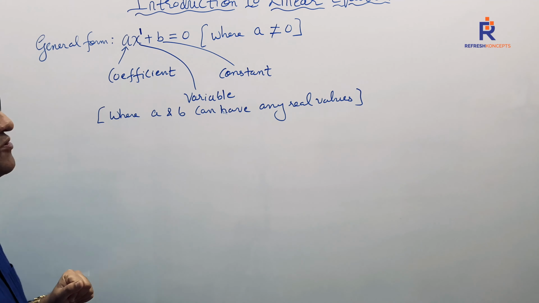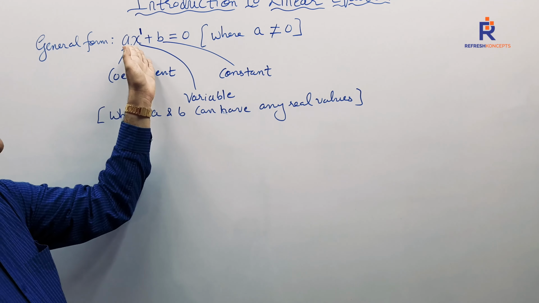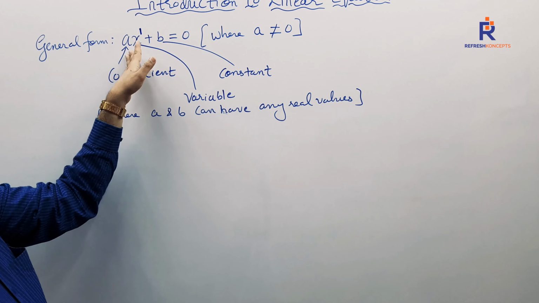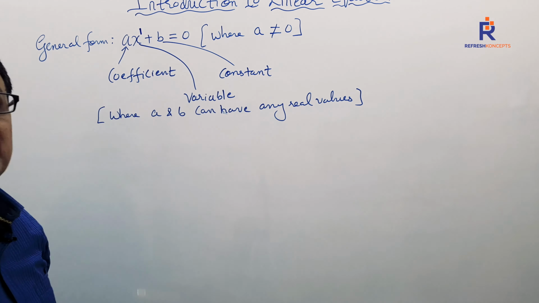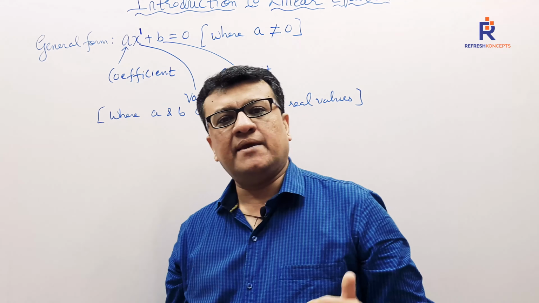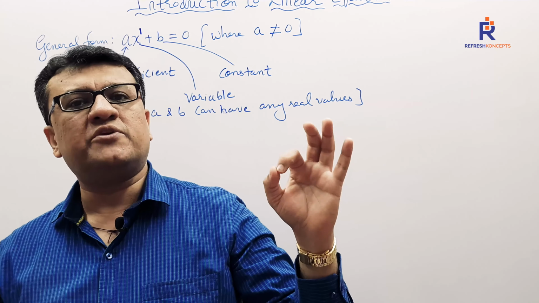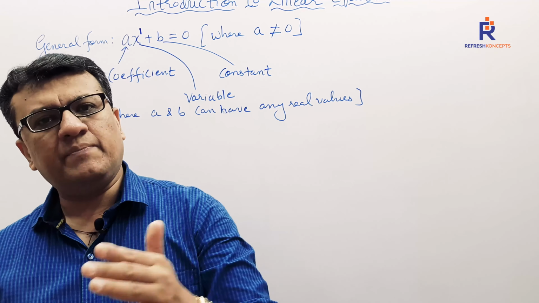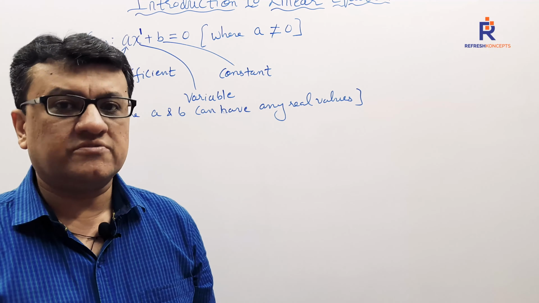One more thing you can extend is that the same expression can also be written as ax plus b equals c. Rather than 0, we can always have one more constant. It's not necessary that every time a linear equation will be equated to 0. It can be equated with any constant also, right?